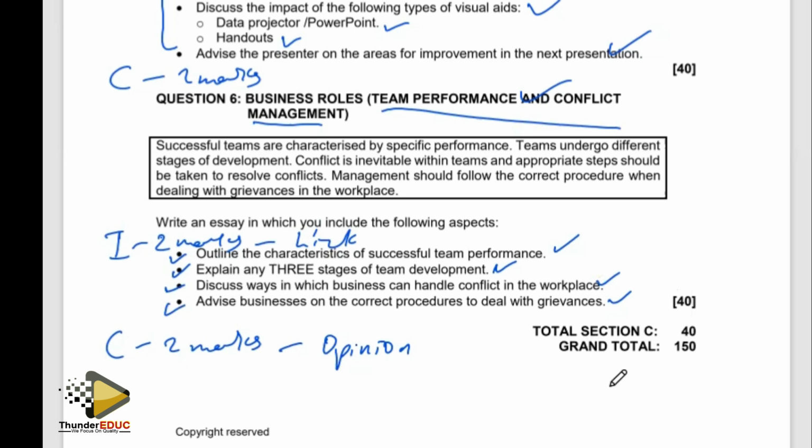So now the conclusion: businesses must use the characteristics of successful team performance when evaluating their teams. So it is advisable that businesses must take note of the stages involved in team development in order to guide and support their team members. So now grade 12.